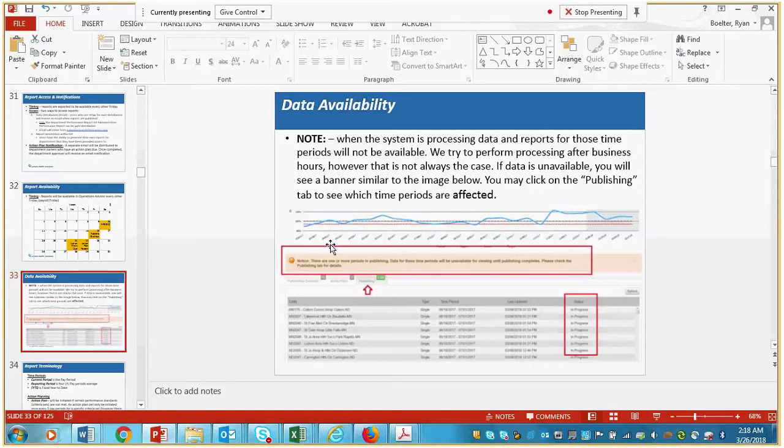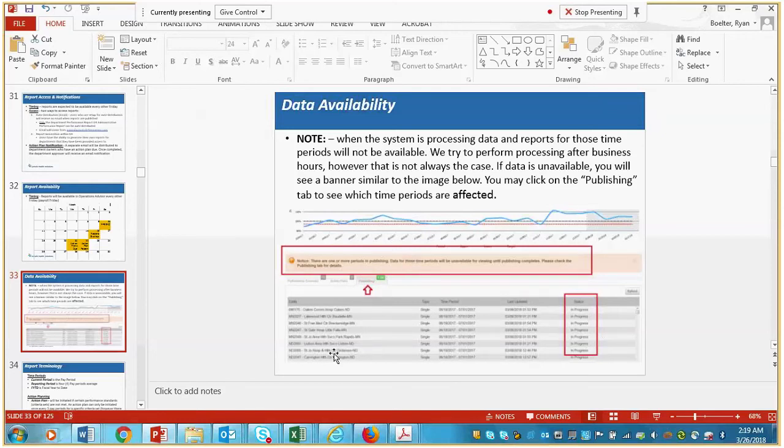So this would only apply to facilities that you have access to. So if you're at St. Francis and we're processing only St. Clair, you wouldn't see this notice. So it will only apply to you for what you have access to. But this would just alert you to then click on this publishing tab, which we'll talk about a little bit later, and it will show you what time periods for what facilities are currently in process.